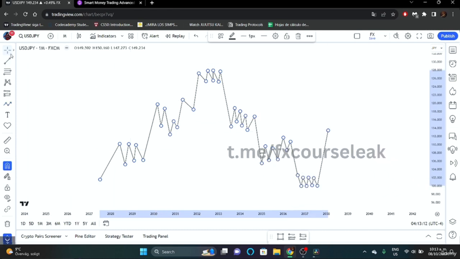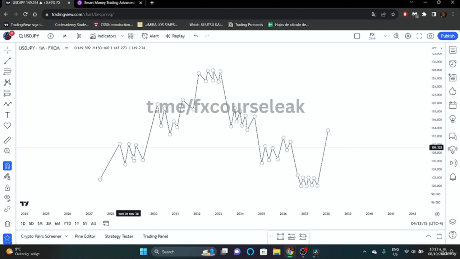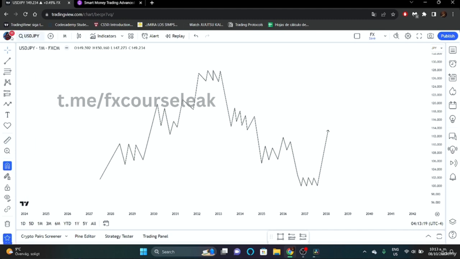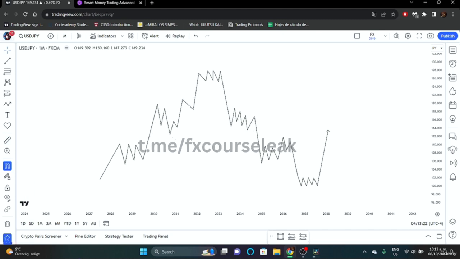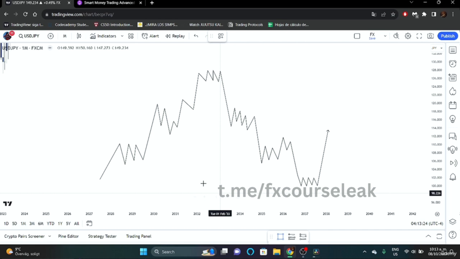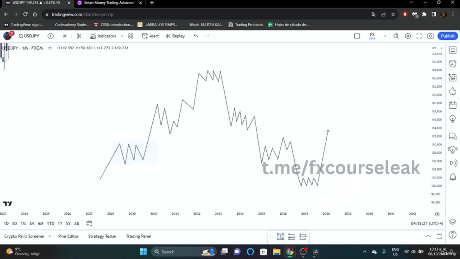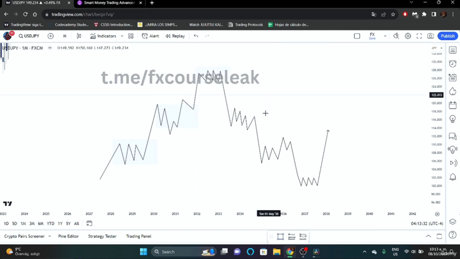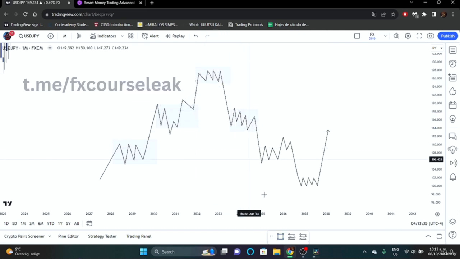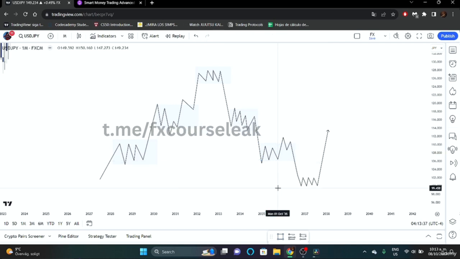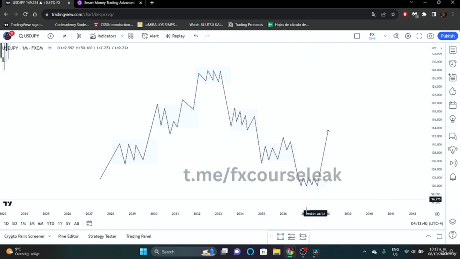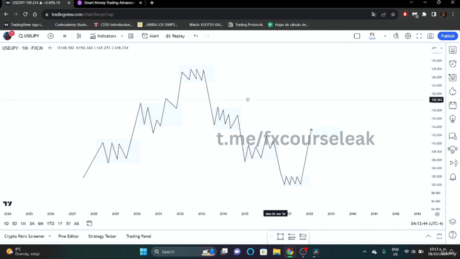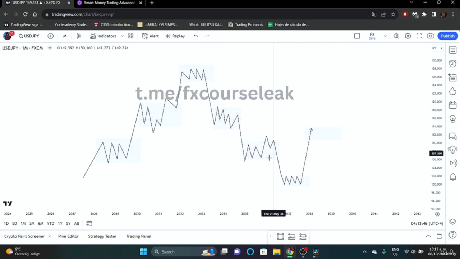this. Okay, this is a market maker buy model right here. Let's remove this. This is the first accumulation phase, second accumulation phase, reversal, first distribution phase, second distribution phase, reversal, and it repeats on and on and on.